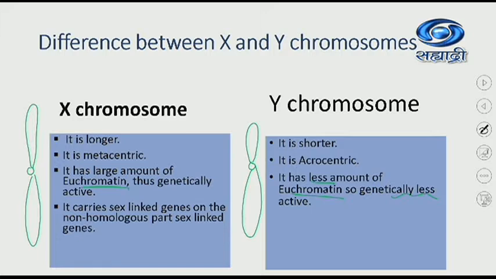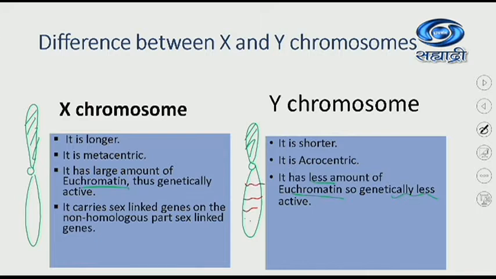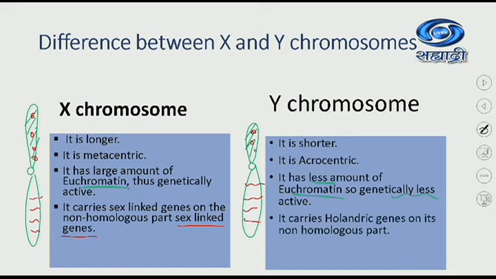X chromosome carries sex-linked genes on the non-homologous part. Let us see. This upper part of the X chromosome and upper part of the Y chromosome is called the non-homologous part because the genes vary in this region. Whereas, I'll draw it with another color, this part is the homologous part. Listen carefully. The genes located on the non-homologous part of the X chromosome are called sex-linked genes. And the genes present on the non-homologous part of the Y chromosome are called Holandric genes. These are Holandric genes.